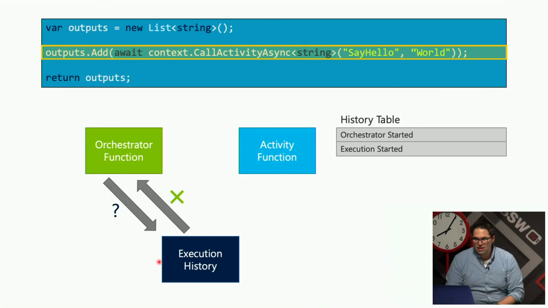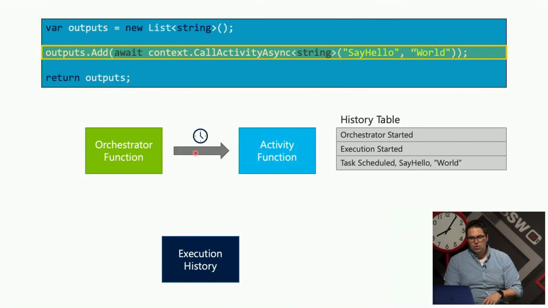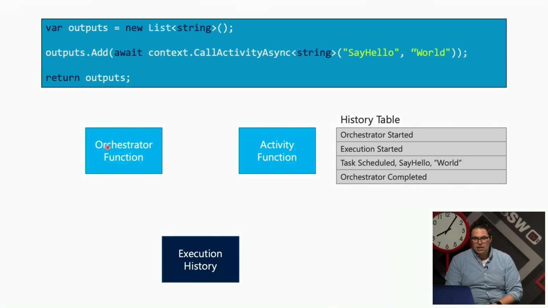Have I already done this? In the execution history, which is this history table, it's like, no, you haven't said hello to the world yet. You haven't done this step yet. The orchestrator's like, okay, cool, I need to do this action. So the orchestrator is going to schedule the activity function through a queue message and say, hey, say hello function, you need to say hello to the world. And after it schedules that, the orchestrator shuts down. It finishes its execution. It completes, it's done. It goes away. Maybe it scales to 0.